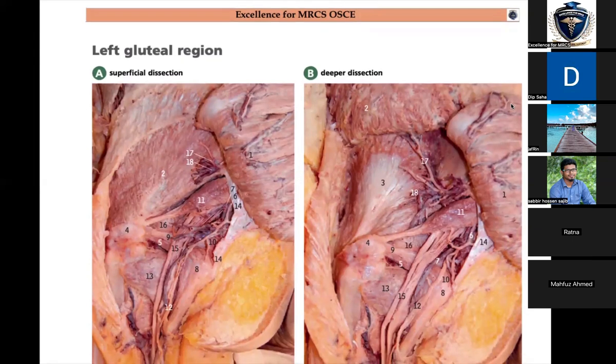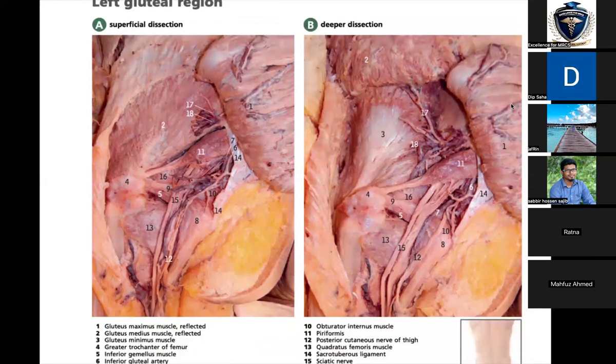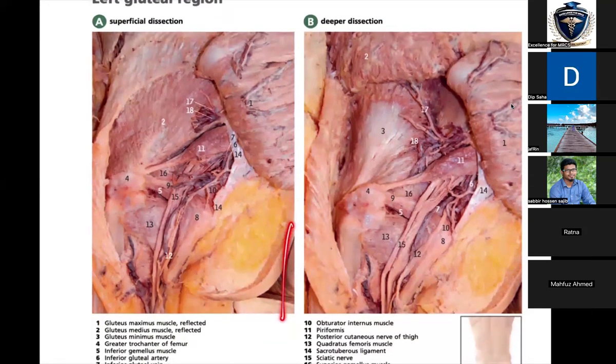Okay, very good. So have a look. This is the gluteal cleft. Which side is this, right or left? This is the left side.